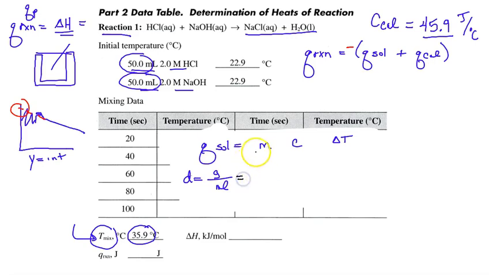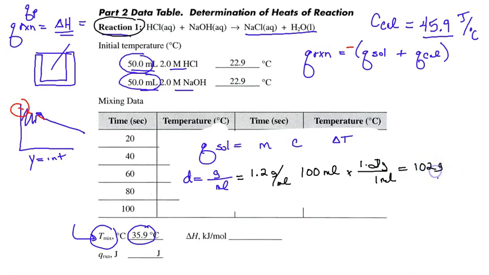So the density for your solutions in the 3 reactions you're going to do is going to be 1.2 grams per milliliter. If you take your 100 milliliters, which is your result for all of the 3 reactions, you'll have 50 milliliters of each. And for every 1 milliliter, there's 1.2 grams. We're going to get 102 grams. Okay, so that's what goes here.